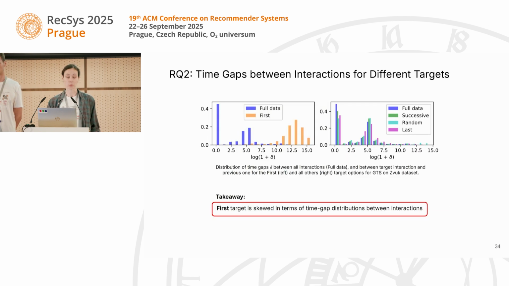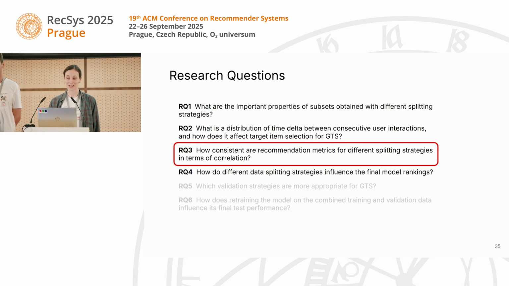It could also be shown on the plot. The first target is skewed compared to the others, and we recommend avoiding it as a test target. Now let's move to the assessment of the evaluation results consistency.